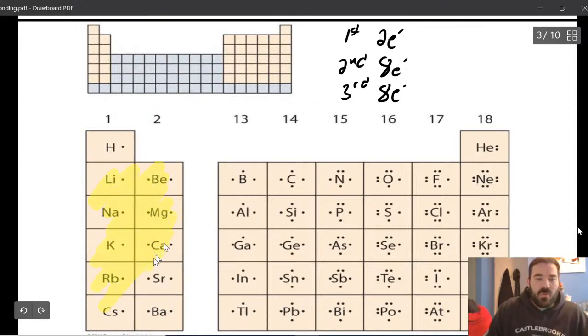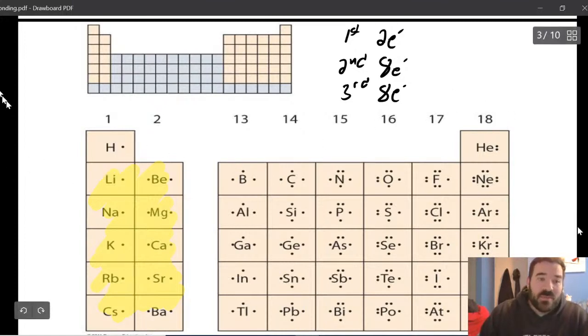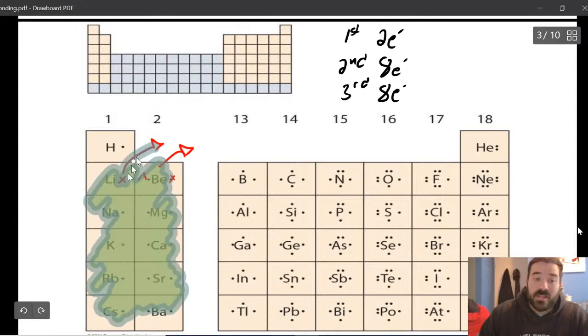But if we highlight all of these atoms in group 1 and 2, they want a full valence shell. And for both these groups, it's easier for them to lose the few electrons they have on their valence shell than to try to work at gaining a total of 8. All of these group 2 atoms would have to gain 6 electrons to get a full valence shell, and all of these atoms in group 1 would have to gain 7 electrons, and that's just not feasible. So what they do instead is they lose their electrons by giving them to other atoms. And then they're left with the full valence shell underneath.